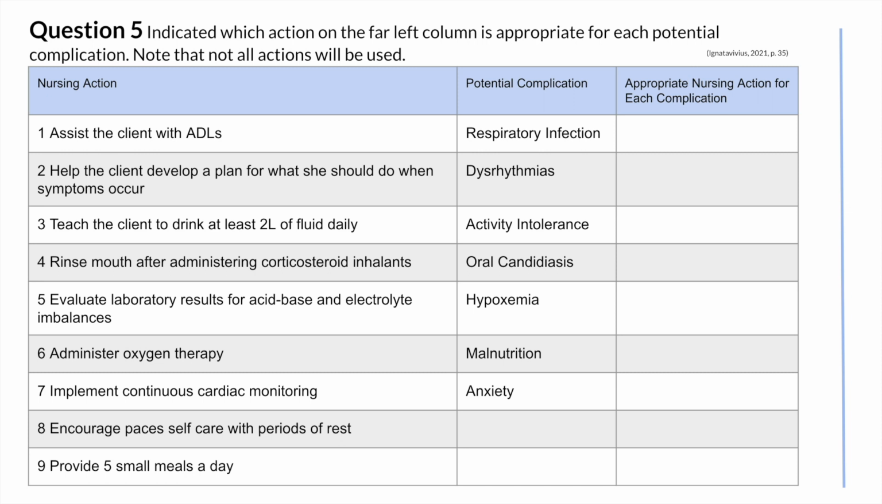So indicate which actions on the far left column are appropriate for each potential complication. Note that not all actions will be used. So here on the left you have your nursing actions. You have 9 options. Your potential complications are on the right here, so just go through each potential complication and then select the appropriate nursing action for each complication.